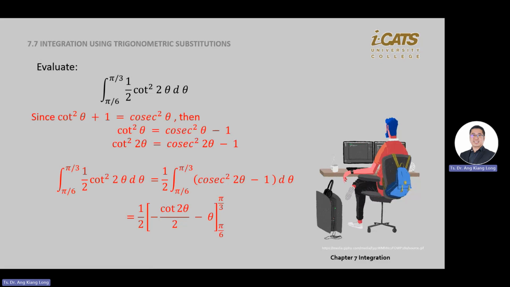Then from here, you refer to table 7, standard integral, number 5, cosec 2 theta, into this form: 1 over 2 bracket cot 2 theta divided by 2 minus theta. Copy the upper limit, lower limit.